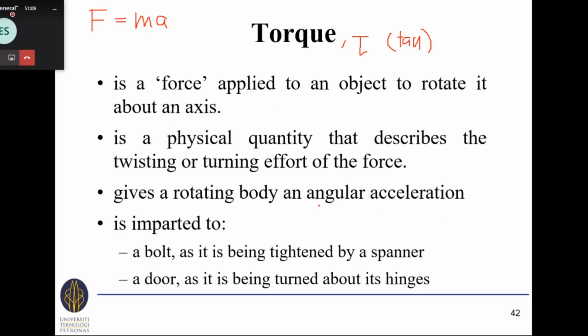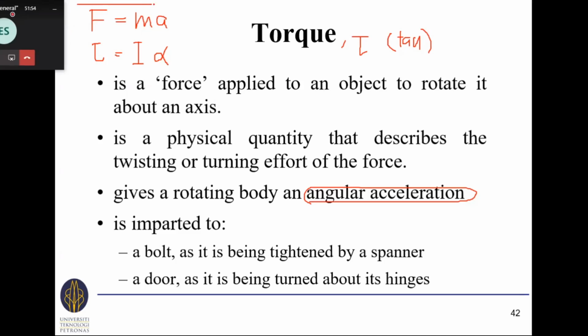Listen here carefully. F equals ma is related to linear motion. Right now, torque is related to angular acceleration. So force in linear motion becomes torque in rotational motion. Acceleration in linear motion becomes alpha in rotational motion. Later, I will share with you that the mass of linear motion is related to the moment of inertia in rotational motion.